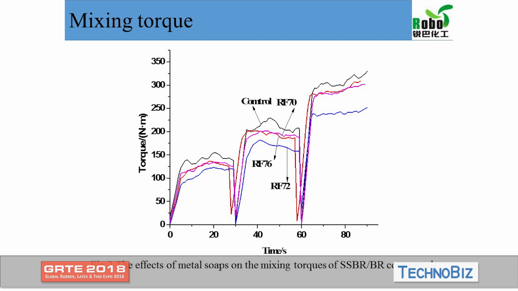Potassium soap shows better performance than zinc soap and magnesium soap. This is because potassium soap has a stronger alkalinity, and the potassium ion is monovalent and has lower steric effect. So potassium soap is easier to be absorbed on the surface of silica and improve the incorporation and the dispersion of silica in the rubber compound.